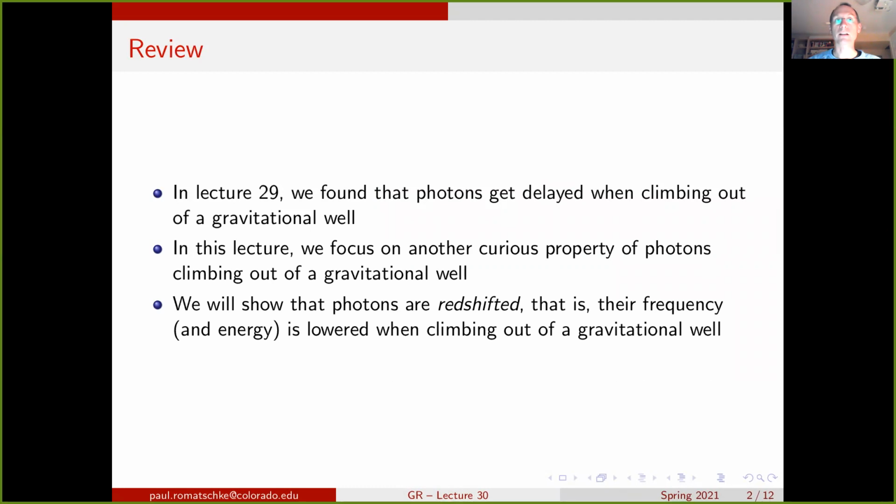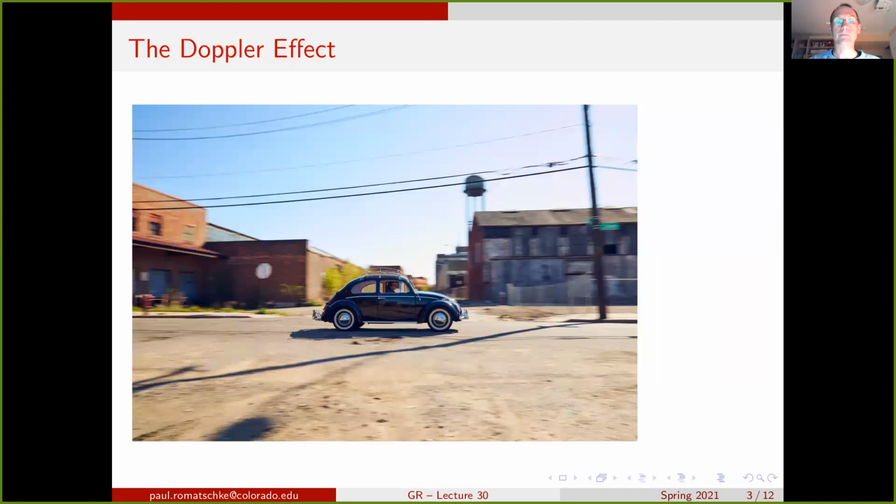means that their color gets shifted to red as they come out of the gravitational field of a central mass. The main effect here is very similar to the Doppler effect that you should be familiar with.